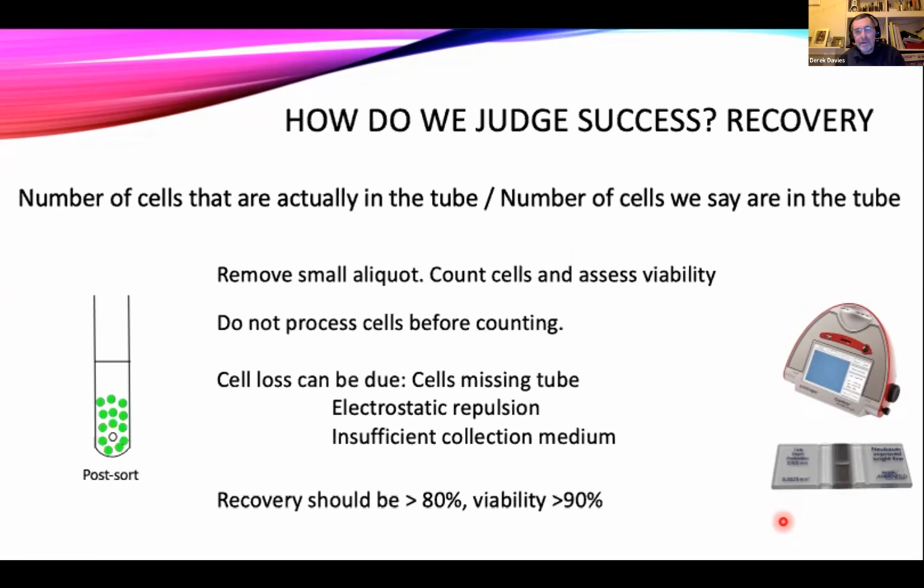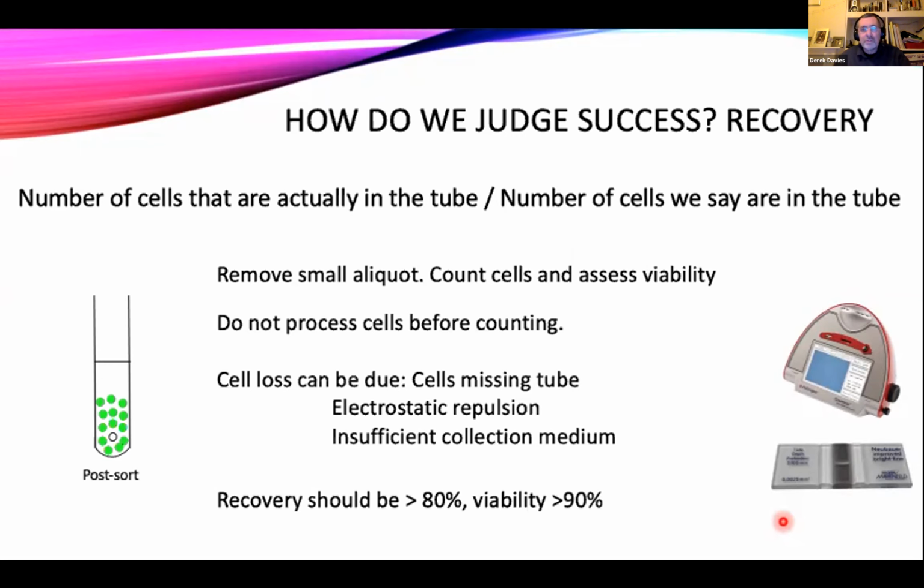The important thing about this counting is that you do it straight away. Occasionally I have people coming back and saying, I counted the cells, there was only 50% of them there. And then when you start asking them questions, actually they went for lunch, then they came back and spun them twice, they washed them, then they went for coffee, then they did the counting. Don't do that. Count them immediately. That's going to give you the best measure.